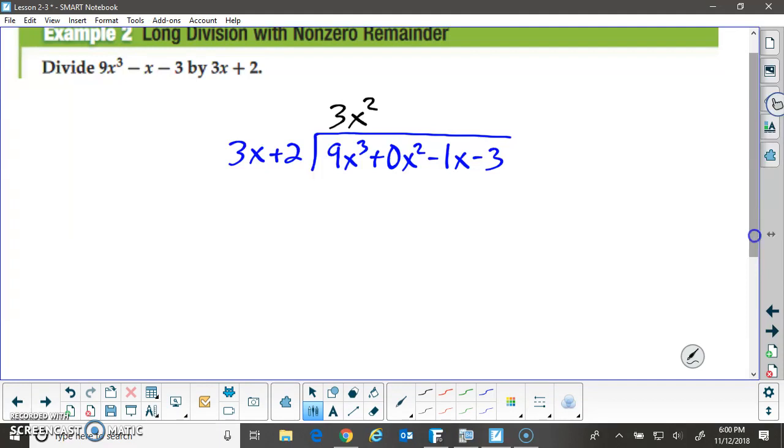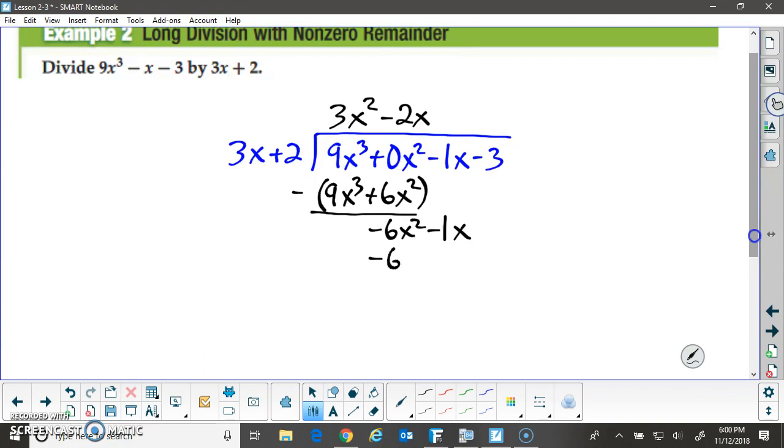3x squared on the top, multiply that by the divisor. That gives us 9x to the third plus 6x squared. When I subtract, we get a negative 6x squared. Bring down the next term, do this again. What times 3x would give us negative 6x squared? That would be negative 2x.